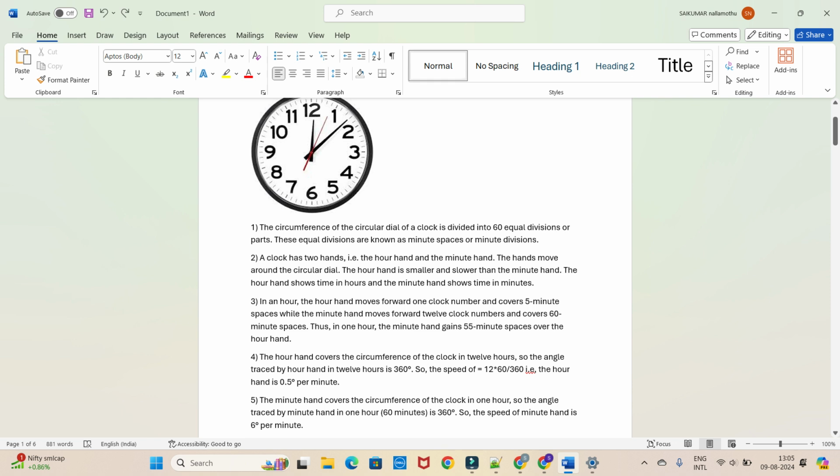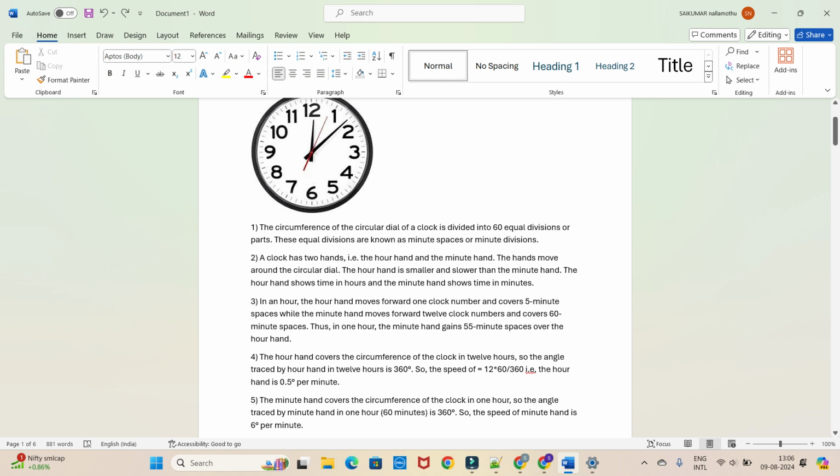We know that the hour hand moves slowly compared to the minute hand. For every 1 hour, the hour hand moves 5 minutes, while the minute hand completes one rotation. For example, from 12 to 1, the minute hand completes one complete rotation, but the hour hand completes only 5 minutes.